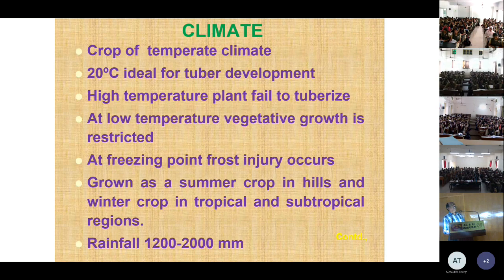As well as, it is a crop of temperate climate. So 20 degrees centigrade is ideal for tuber development. At the time of tuberization, high temperature affects the tuberization. At low temperature vegetative growth is restricted. Whereas at the freezing point, frost injury occurs. It is grown as a summer crop in hills, whereas winter crop in tropical as well as subtropical regions with a rainfall of 1200 to 2000 millimeter.